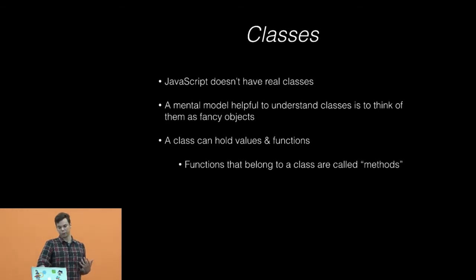JavaScript is a prototypical language, so it's a little bit different than a class-based language or an object-oriented language. That's, again, something you guys can dig into a little later, but just so you know, JavaScript really doesn't have true classes. It's a wrapper over some deeper functionality. But a mental model helpful to understand classes is just to think of them as fancy objects. So a class can hold values and functions. And functions that belong to a class are called methods.